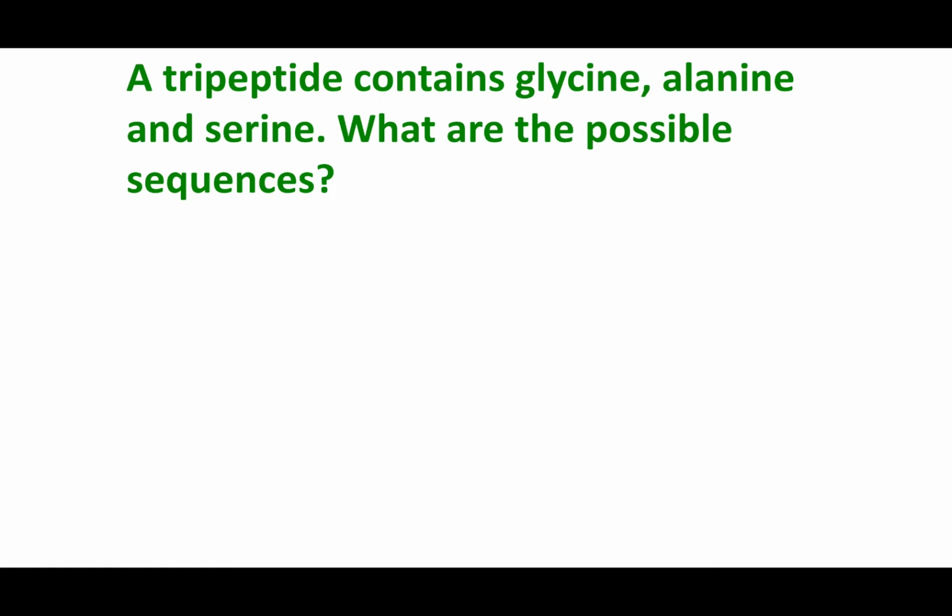All right, ladies and gentlemen, let's go ahead and tackle this one out. Now, I'm going to use abbreviations. I'm going to abbreviate glycine as GLY, alanine as ALA, and serine as SER. Now what I can do is I can form a protein with glycine first, alanine second, and then serine on my C terminus.